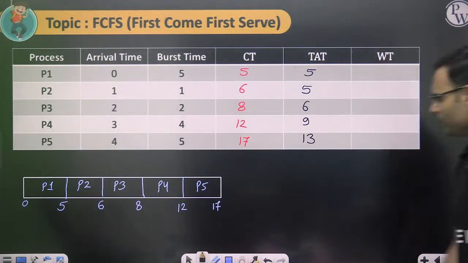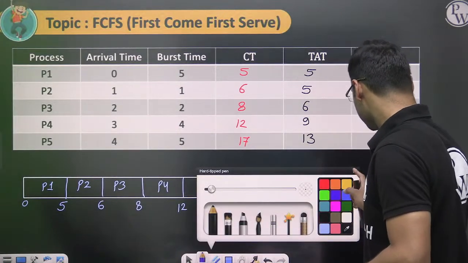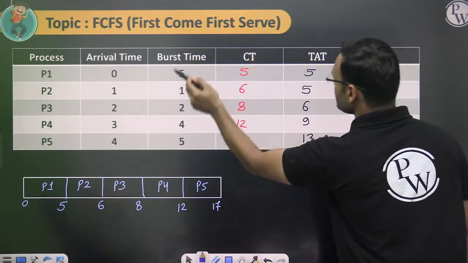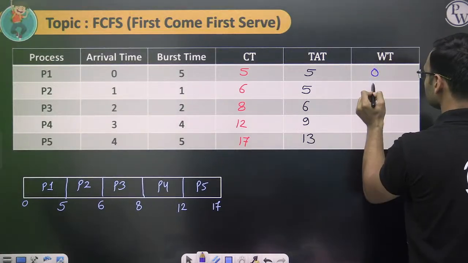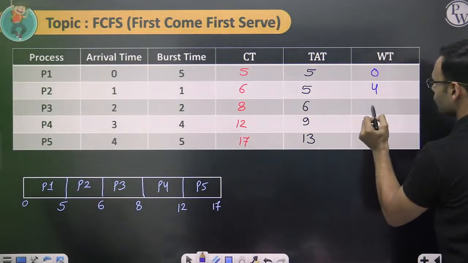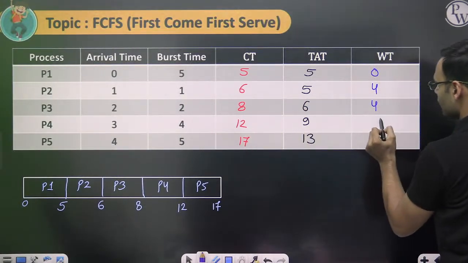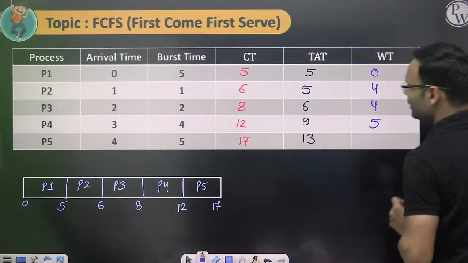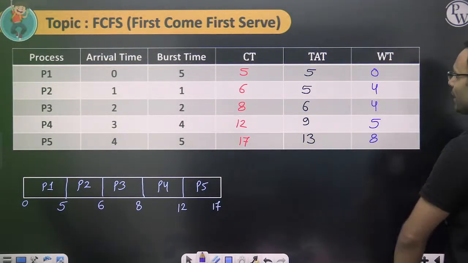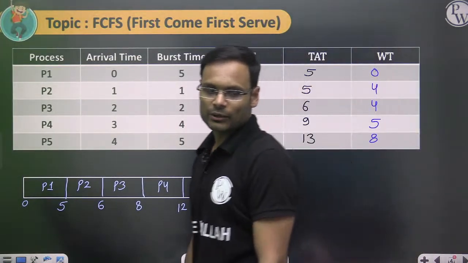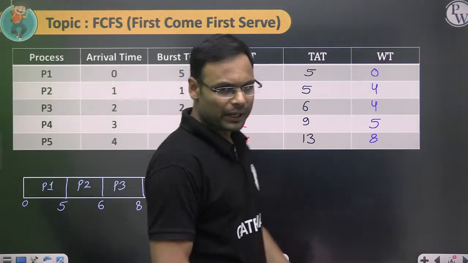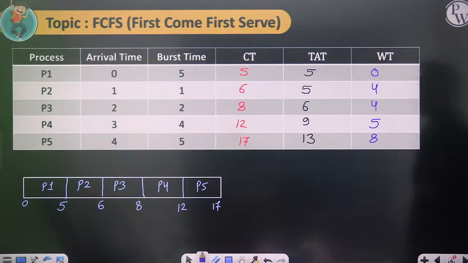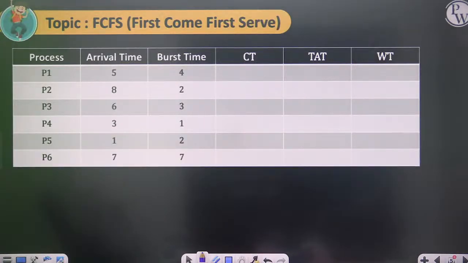Next, waiting time. Waiting time you will calculate by turnaround time minus burst time. 5 minus 1, 4; 6 minus 2, 4; 9 minus 4, 5 time unit; 13 minus 5, 8 time unit. The rest, you can calculate the average easily. There is no issue. Yes? Okay. Fine. Now, the next thing is such kind of question.